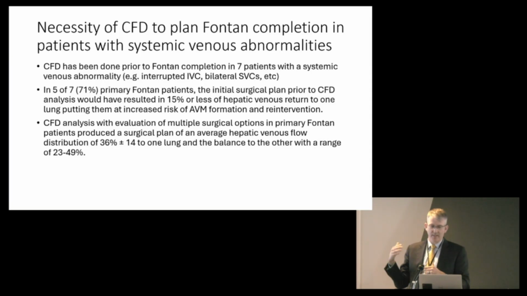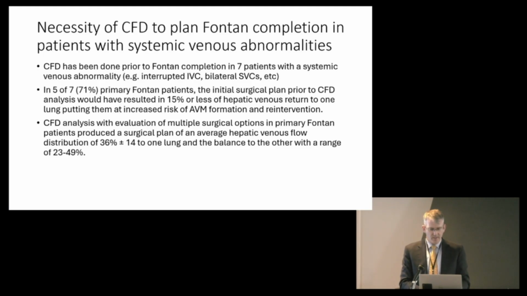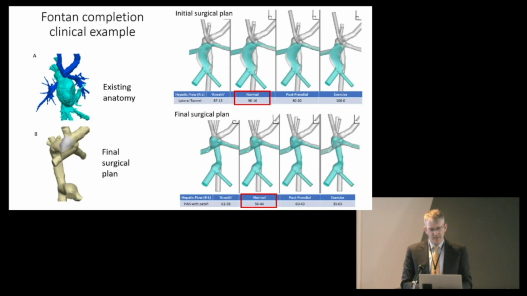And what we've shown is that essentially if you have any systemic venous abnormality, you have, in our series, a 71% chance of having really disparate hepatic venous return, less than 15% to one lung, in many patients 0% to one lung, and everything else to the other lung. And of course that sets you up for pulmonary arteriovenous malformations that result in progressive hypoxia and early death if untreated. So with CFD, we've been able to reverse this and in all patients achieve an acceptable balance, on average 36% to one lung. So this has been really phenomenal.